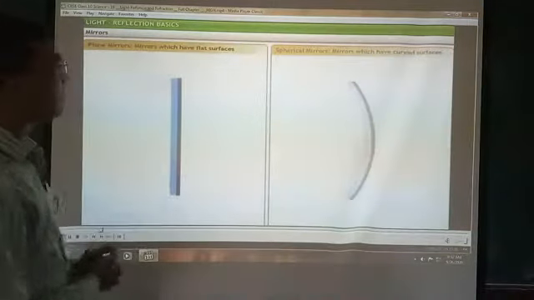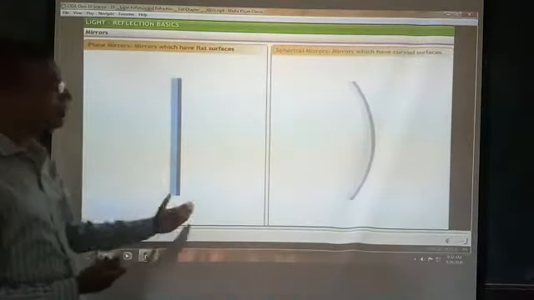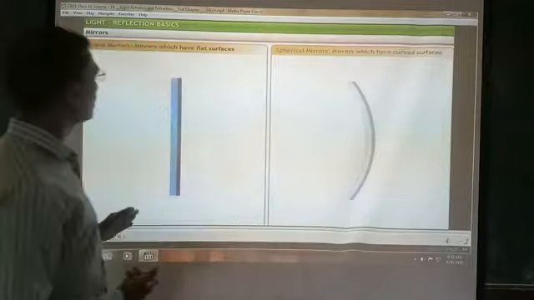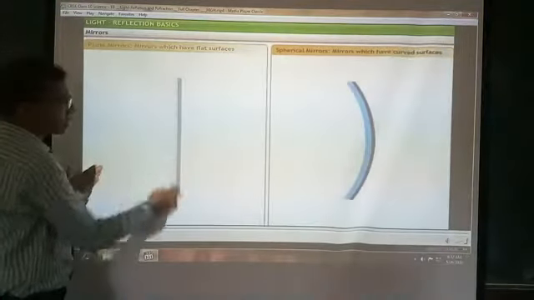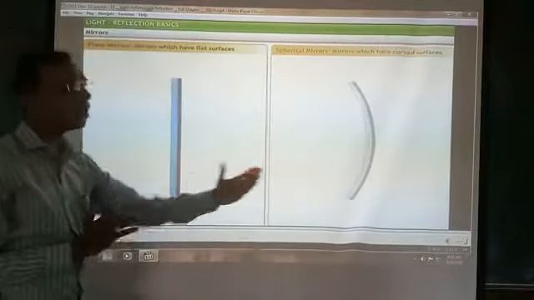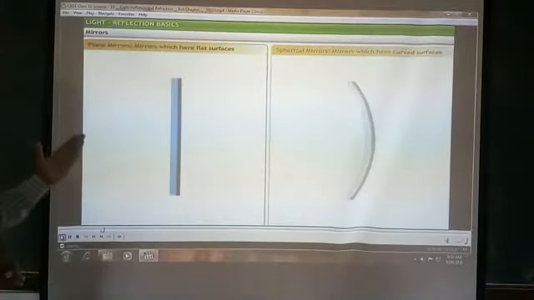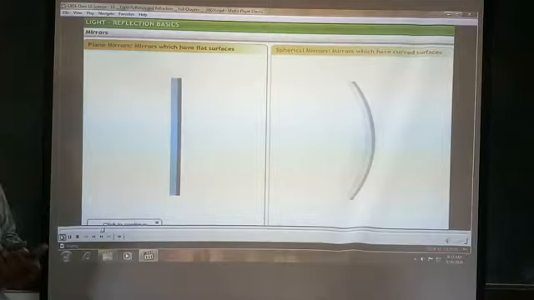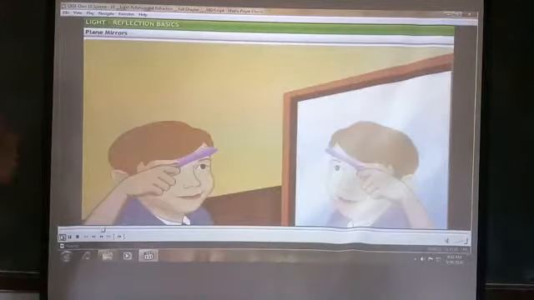There are two types of mirror: plane mirror and spherical mirror. A plane mirror has a flat surface, while a spherical mirror has a curved surface. So these are the differences between the spherical mirror and the plane mirror. So here we discuss the plane mirror.